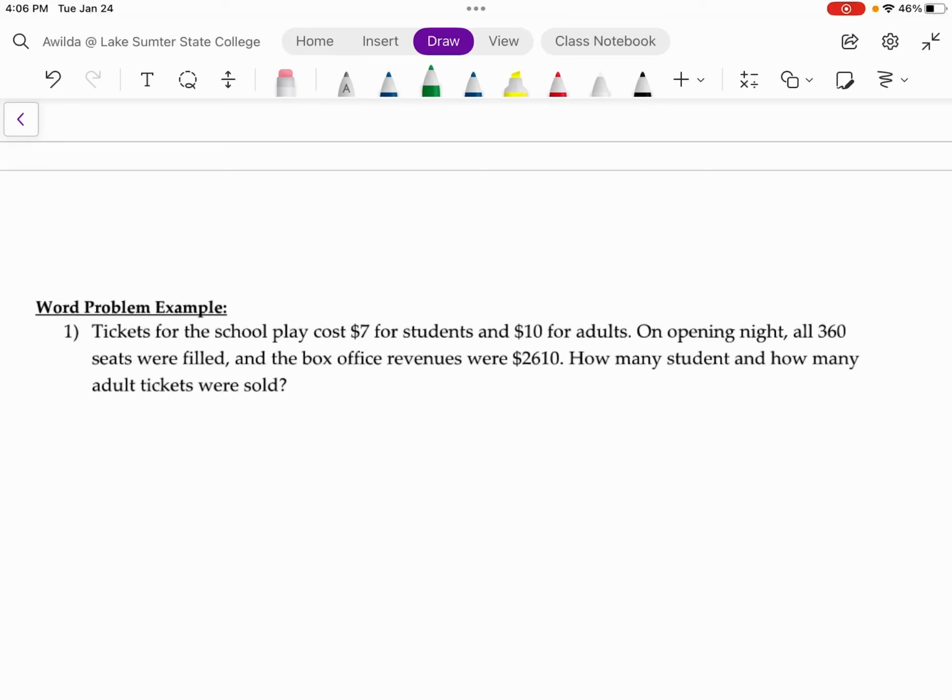In this example, we are going to use a system of equations to model the word problem, and then we can use either the substitution or the elimination method to solve the system.